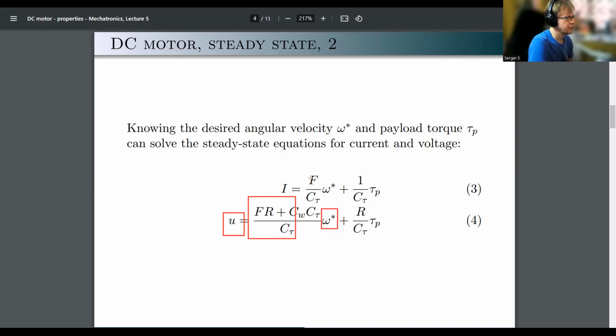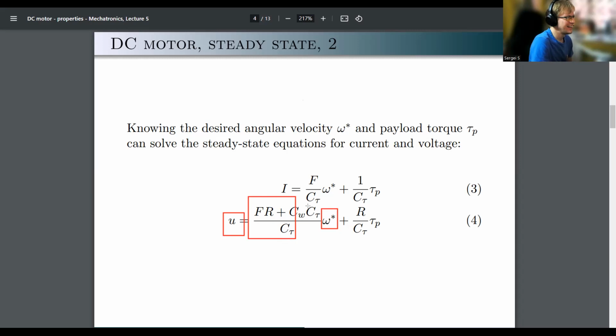Well, what happens is F times omega is again friction torque, okay? Divided by C tau is again current that compensates for this friction torque. Times R is the Ohm's law. So this is a voltage that is dropping on the resistor. So this whole thing that I showed you is just a voltage that drops on the resistor, which is associated with a current that compensates for friction. Okay, so complicated but readable.